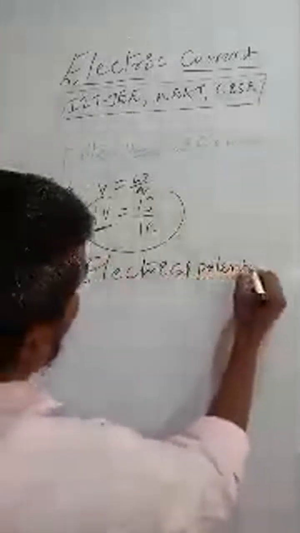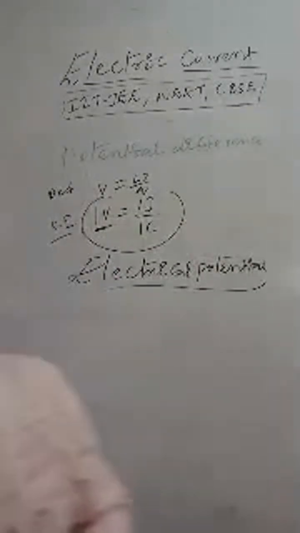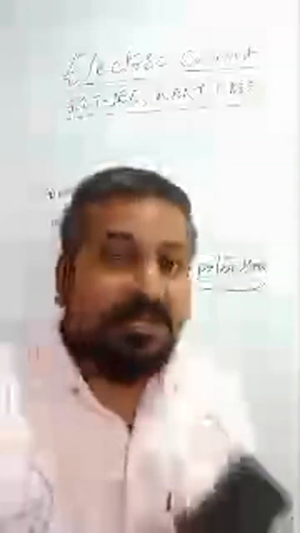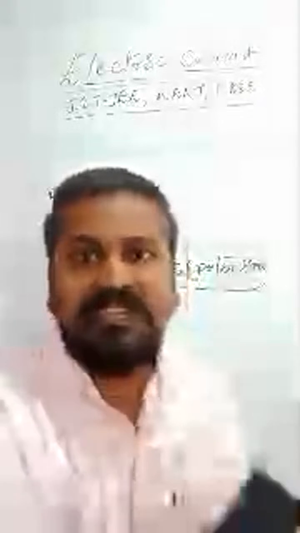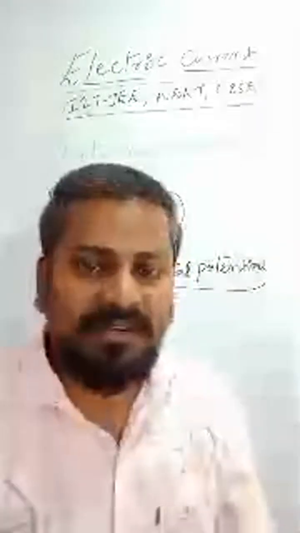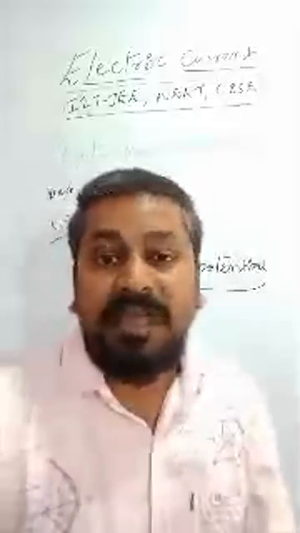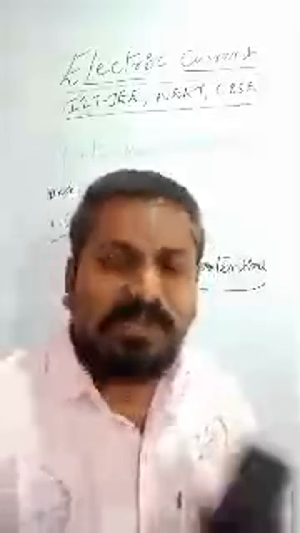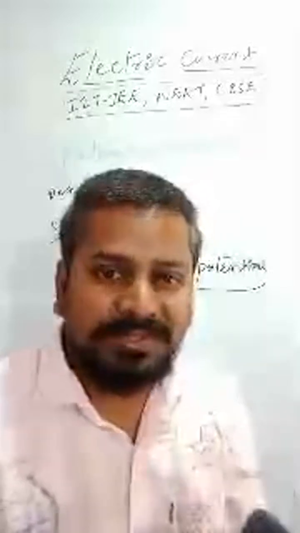You know potential difference. What is this electrical potential? Electrical potential is the same sort of thing: the work done to bring unit positive charge from infinity to the required field. That is nothing but electrical potential. What is electrical potential? Work done to bring unit positive charge from infinity to the required field.